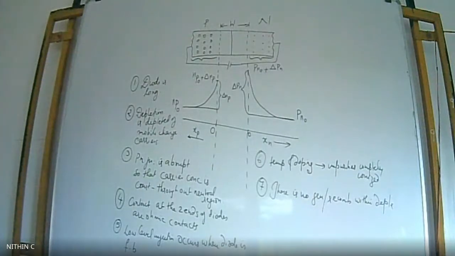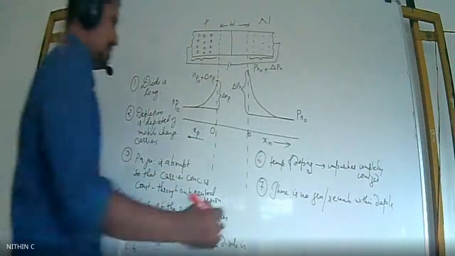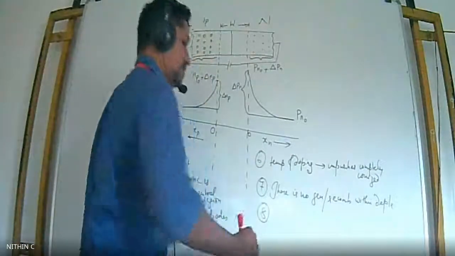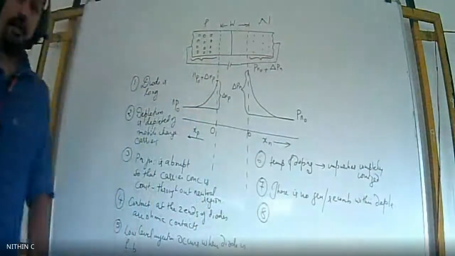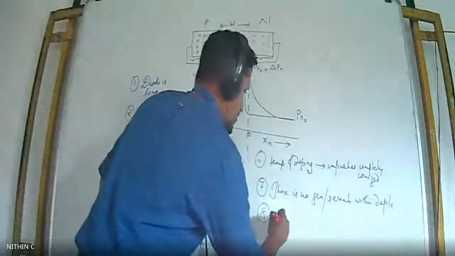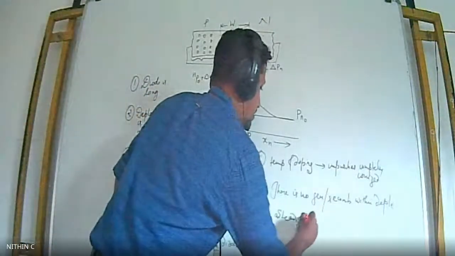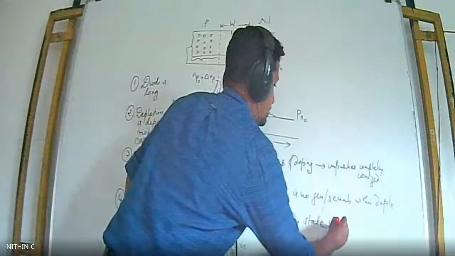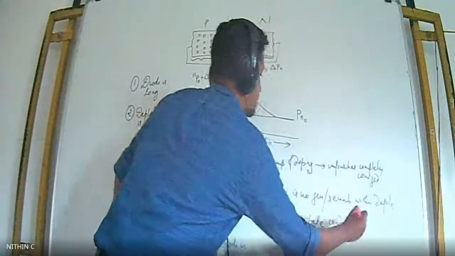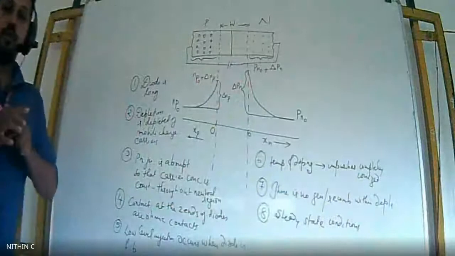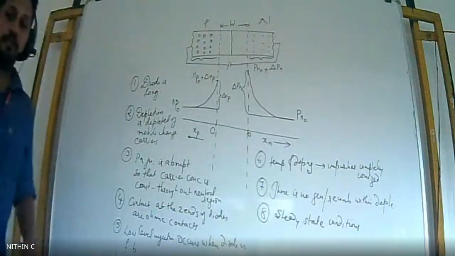And finally, the eighth assumption states that the PN junction diode is in steady state condition. So these are the 8 assumptions that we take before we go for the derivation of the diode equation.